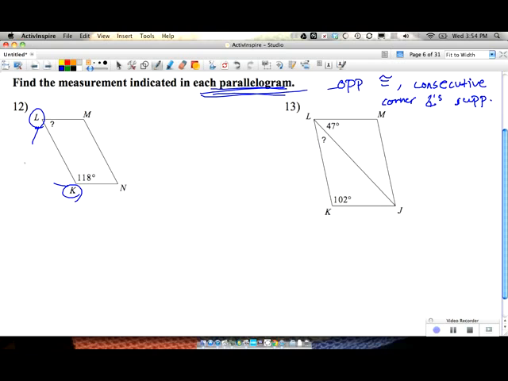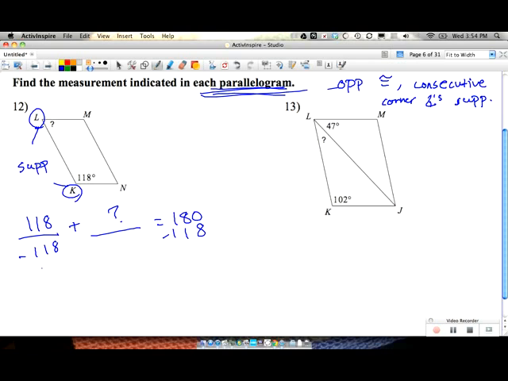So let's fill these in. The first thing is going to be 118. The second thing is going to be a big question mark. So I got to subtract 118 from both sides. What would we get? That should be 62. So the question mark is equal to 62 degrees.